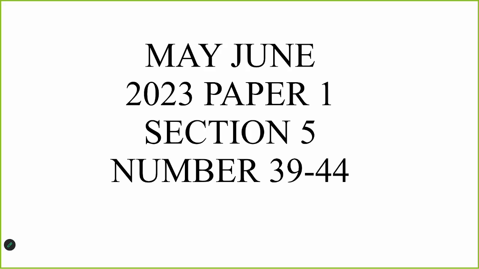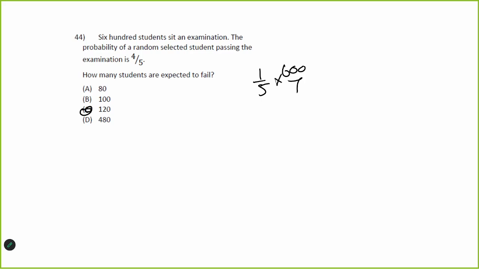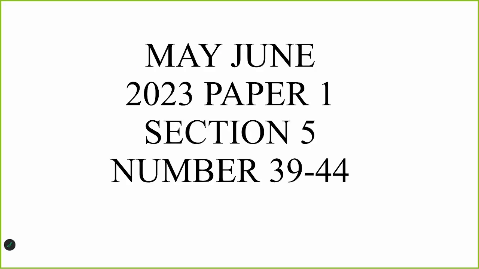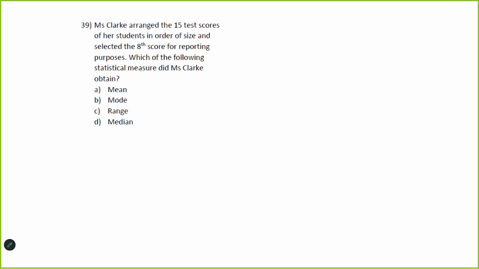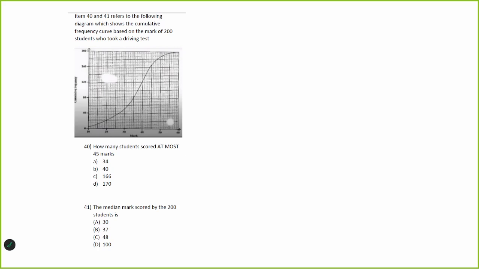Paper. May, June. That was the end of January 2024. Let's look at May, June 2023. This is the 8 score, so that is your median. Right? This one here, how many students scored at most 45? If you don't know, it would be here. Go down. 45. Yeah, this is 20.